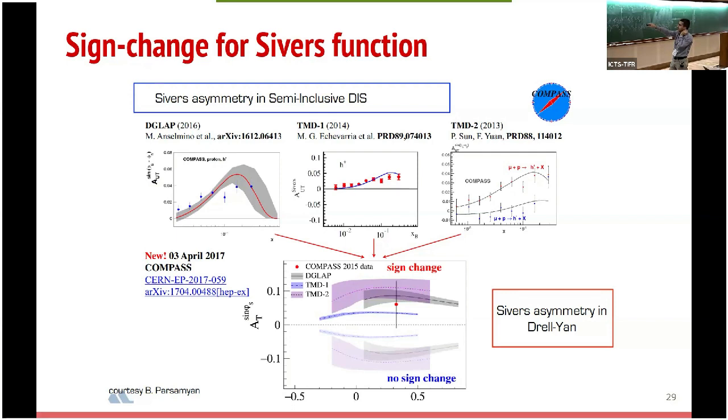This upper part here is what you get with the sign change scenario, and the lower part is what you get with the no sign change scenario. Obviously, they differ by a minus sign, because the Sivers function changes only by a minus sign. But you see that, as in the previous case, the uncertainties are still too big to make a conclusive statement. So from the theory point of view, we have a striking prediction, which is that one. It's a very important prediction. From the experimental and the phenomenological point of view, we still have to do a lot of work to get information on this.